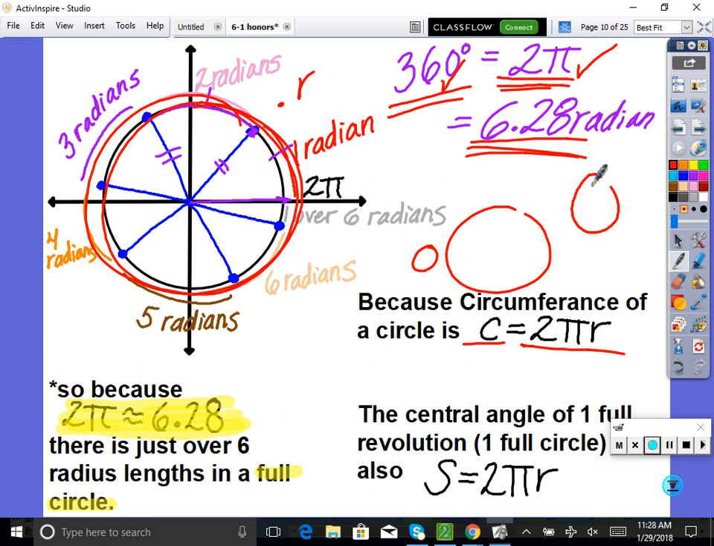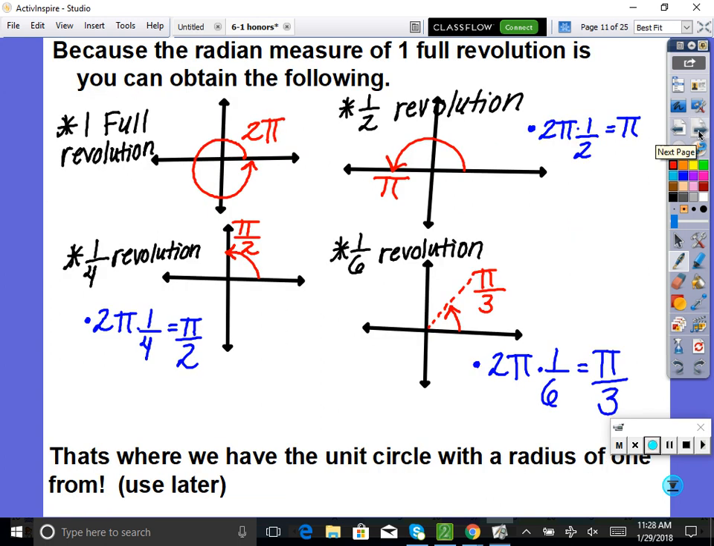Now, they call a full circle also a revolution. So they say there's one revolution. That means it went around the circle one time. So some more definition. You don't need to take notes here. We're not doing the unit circle today, but this is where the unit circle comes from, everybody. So one full revolution is going around the circle one full time. That's 2 pi.